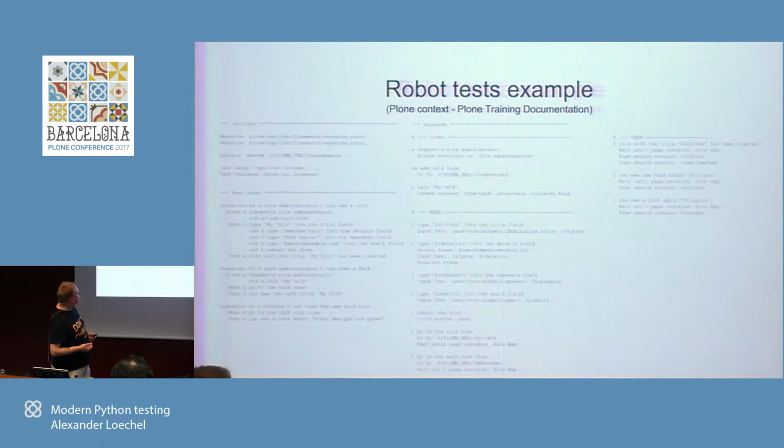It's a bit larger, so probably look it up later. It's also in the Plone training documentation. It can check if you can log in to your site, click on specific buttons and so on, and don't get any error.